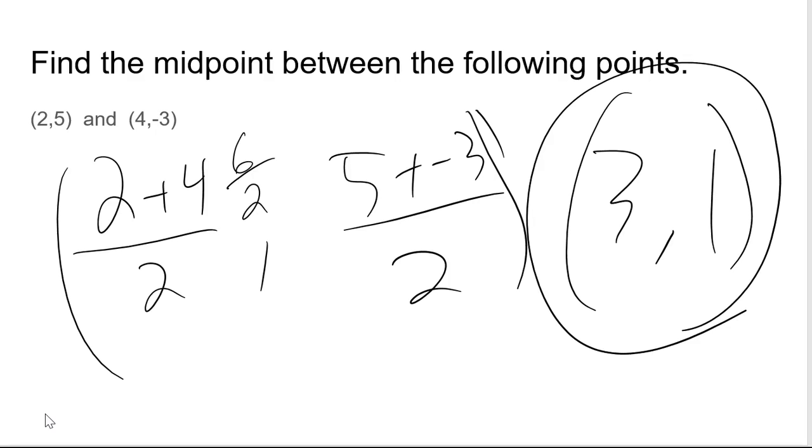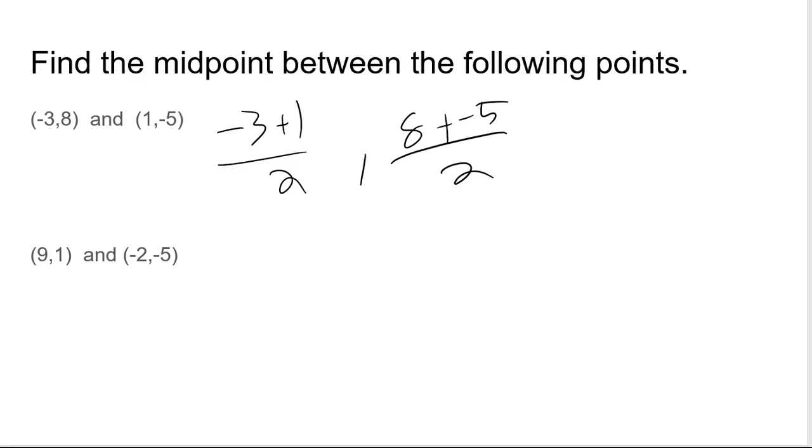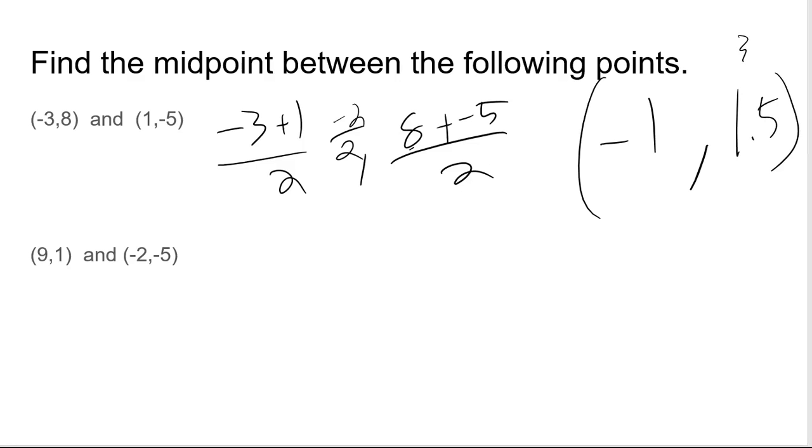So there's the midpoint. Alright, we're going to find the next midpoint: negative 3 plus 1 divided by 2, and 8 plus negative 5 divided by 2. Negative 3 plus 1 is negative 2, and negative 2 divided by 2 is negative 1. 8 plus negative 5 is 3, so that's 1.5. If you were to write 3 over 2, that's the same thing. I would accept either one of those.